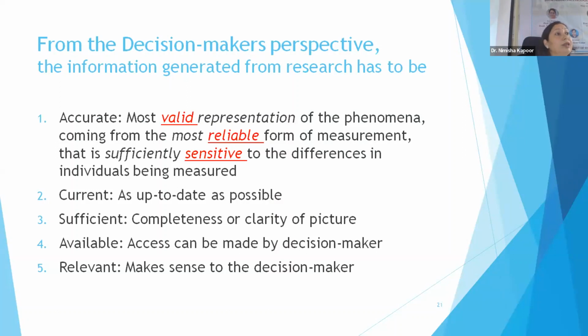It has to be correct, sufficient. It has to be complete. If you're studying a phenomena and you only focus on a part, then it would not be leading to complete, accurate decisions. Available would mean that the data, the information, the research findings that you generated have to be available to the decision makers, all the other stakeholders that are related, and then it has to be relevant. The information should be able to make sense to decision making.